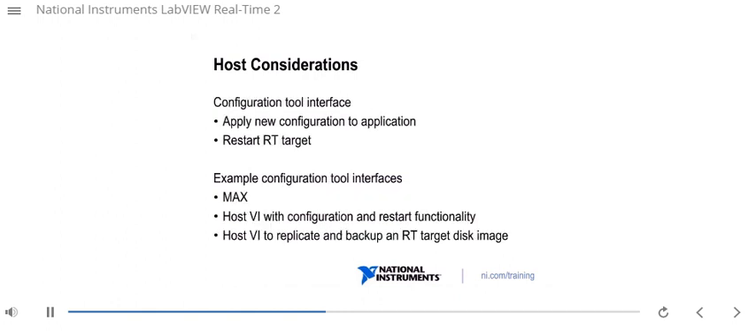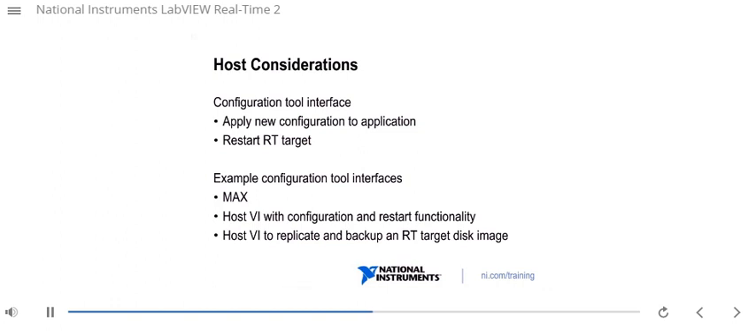You may also need a configuration tool interface. For example, to apply a new configuration to the application. Say your application has, I don't know, an INI file or an XML file that's used to determine the acquisition rate, the alarm limits, default values, what are the conditions for a safe state transition, those sorts of things. You may also want on your configuration tool the ability to remotely restart your RT target.